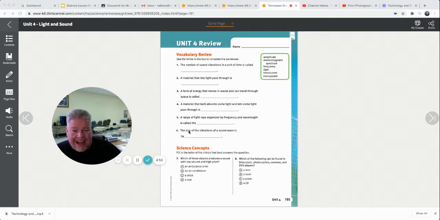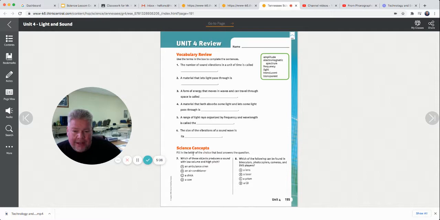Number 6, the size of the vibrations of a sound wave. So think about a sound wave. They're compression waves. The larger the vibration, the larger its amplitude. The size of the vibration of a sound wave is its amplitude. Write that down. If we were looking at those transverse waves, the big waves, the amplitude is how high that wave is, the size of the vibration.